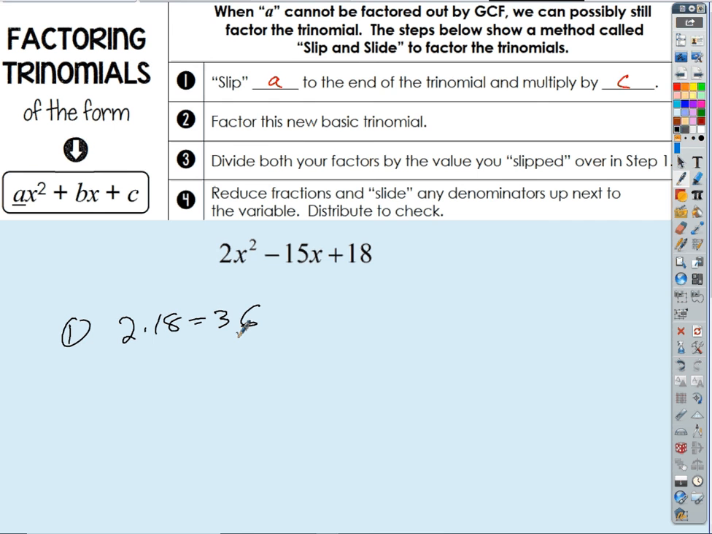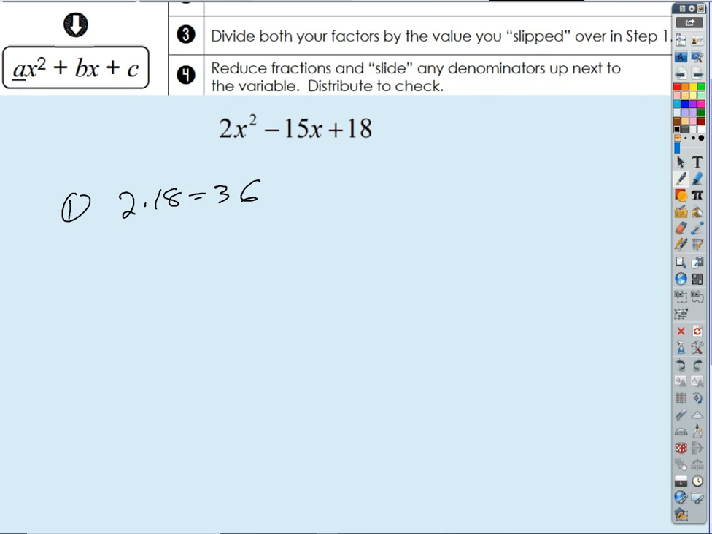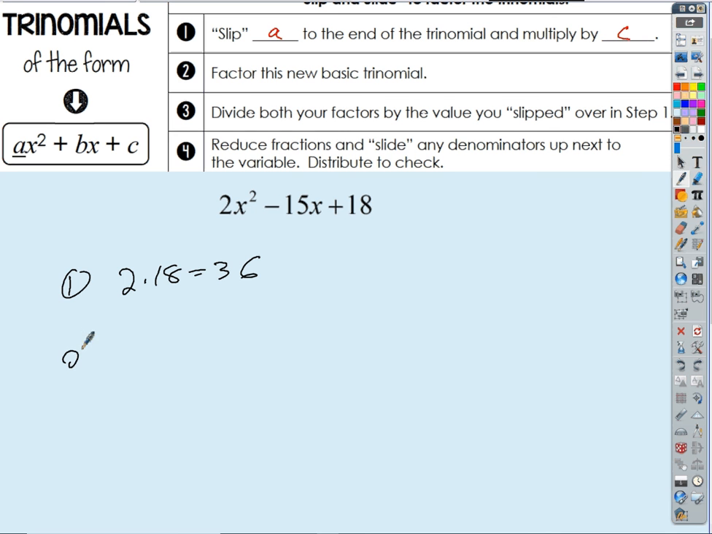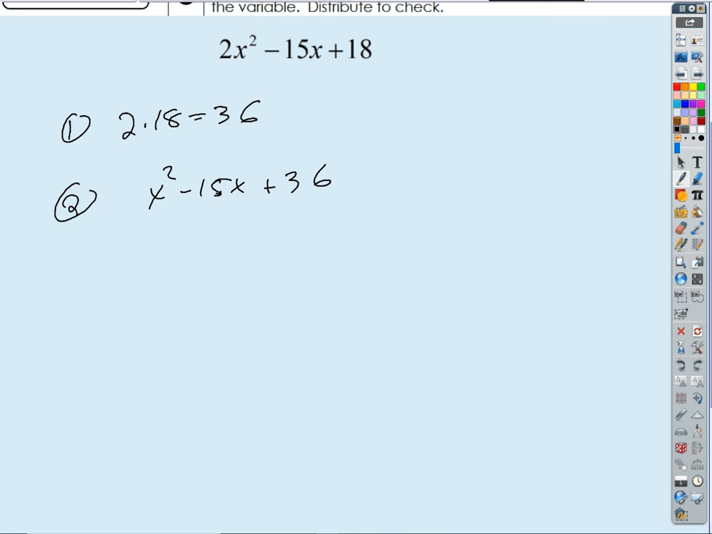We're going to factor this new basic trinomial. What we mean by that is for step 2 we take the trinomial x squared, take the 2 that we've slipped to the back, so we get x squared minus 15x plus 36. So let's factor that. What are my magic numbers that multiply to 36 and add to negative 15? 18, no, they've got to both be negative, right? Because they're multiplying to a positive and adding to a negative.